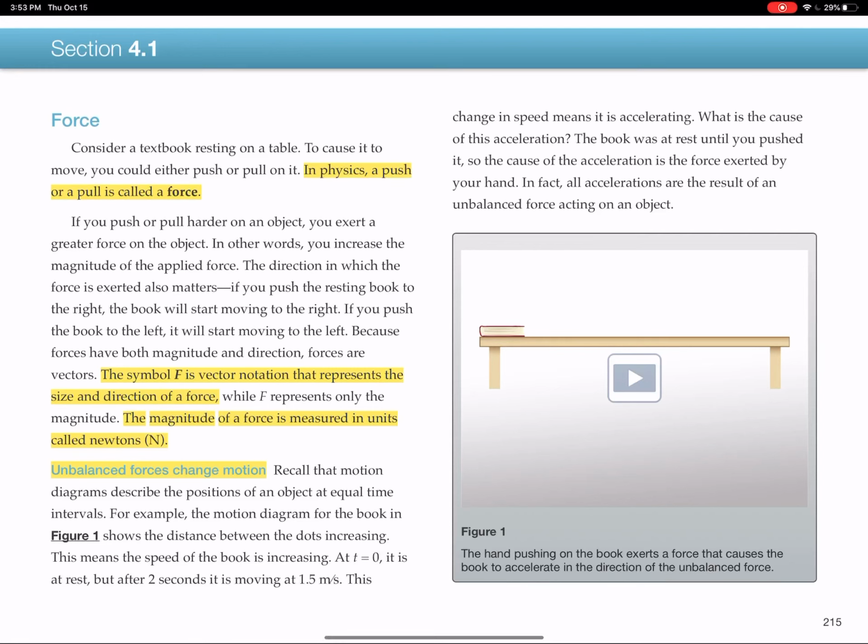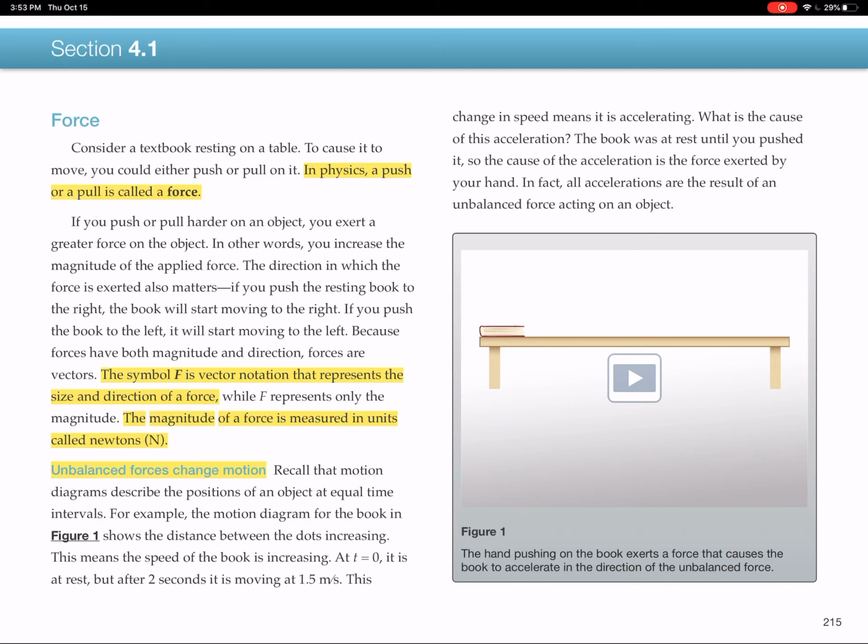Today we're going to begin investigating a new quantity known as force. In physics, a push or a pull on an object is called a force. It's represented by the symbol capital F. It is a vector quantity. It has both direction and magnitude. The magnitude of a force is measured in units called newtons.